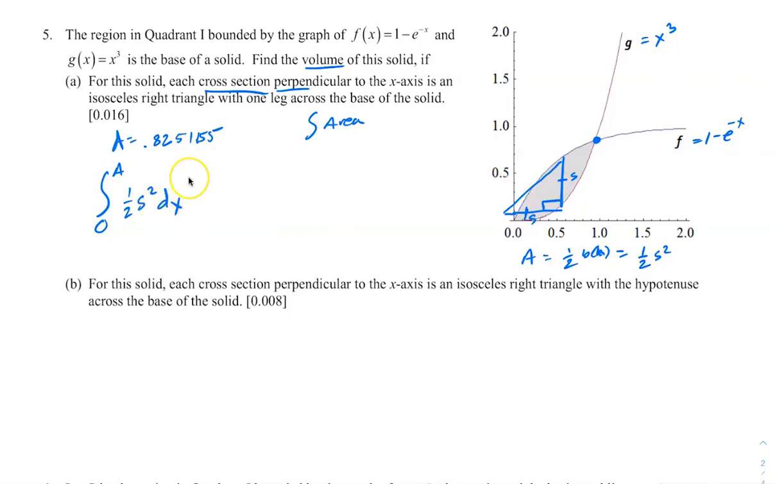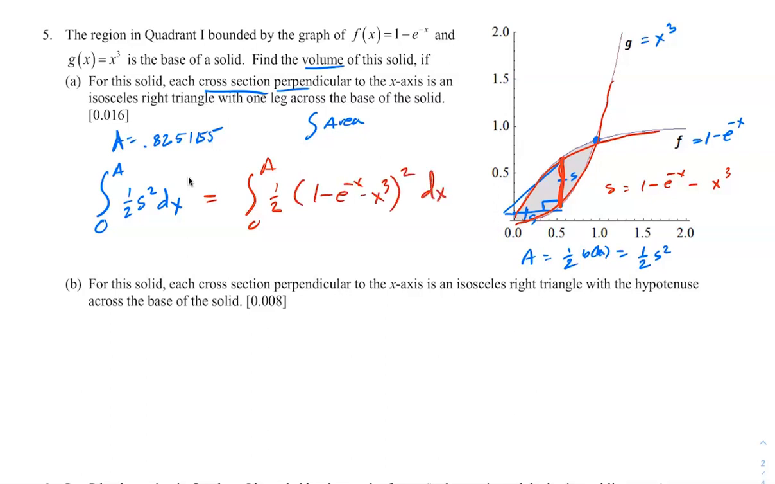Now all I have to do is find what the s is. Remember, s is always the same. It's this s right here, the top equation minus the bottom equation. So my s is going to be 1 minus e to the negative x minus x cubed. So let's sub that in: 1 minus e to the negative x minus x cubed, and then that part is squared, because again, we're plugging in for s, which happens to be squared. Plug all that into the calculator, and you will get 0.016.